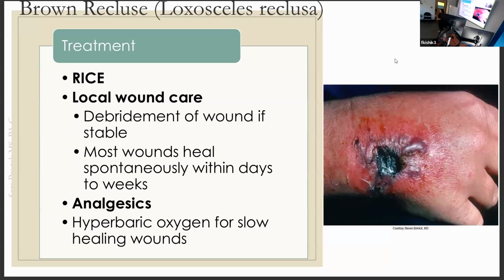Otherwise, you can cause too much inflammation, just disrupt the area and cause it to worsen. So you have to watch and see before you go in there and start debriding anything. Make sure it's stable first. And then for some patients, for slow healing wounds, you may have to consider a hyperbaric oxygen treatment.